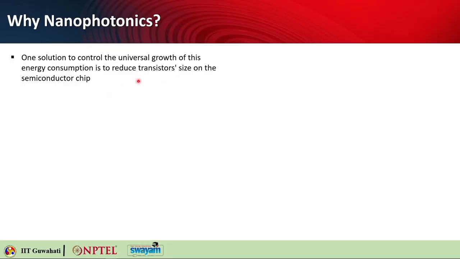So how do you handle this? So one solution to control the universal growth of this energy consumption is to reduce the transistor's size on the semiconductor chip. Why so? Because smaller transistors will require less power for their functioning, and this will reduce the overall power consumption of the chip.